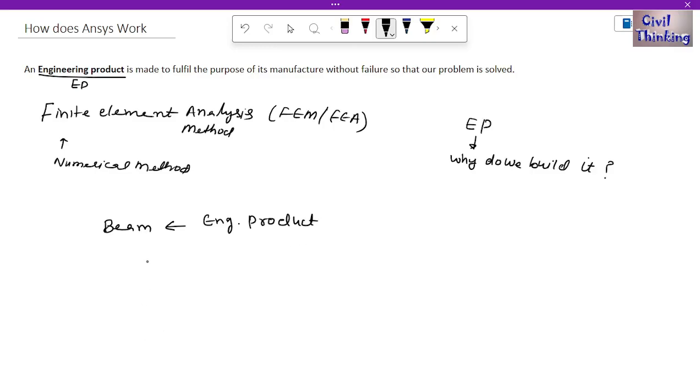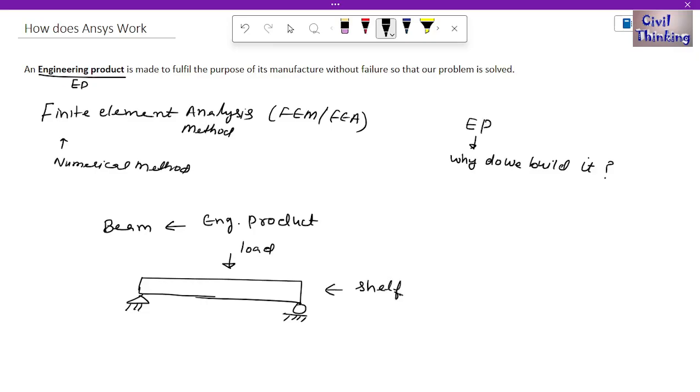Now why do we build it? Because we need a beam to support some loads. Let us say this is a load. Now consider this as a shelf, for example. We build this so that we put some things on it so that it can safely carry these items. That's why we invent this beam.